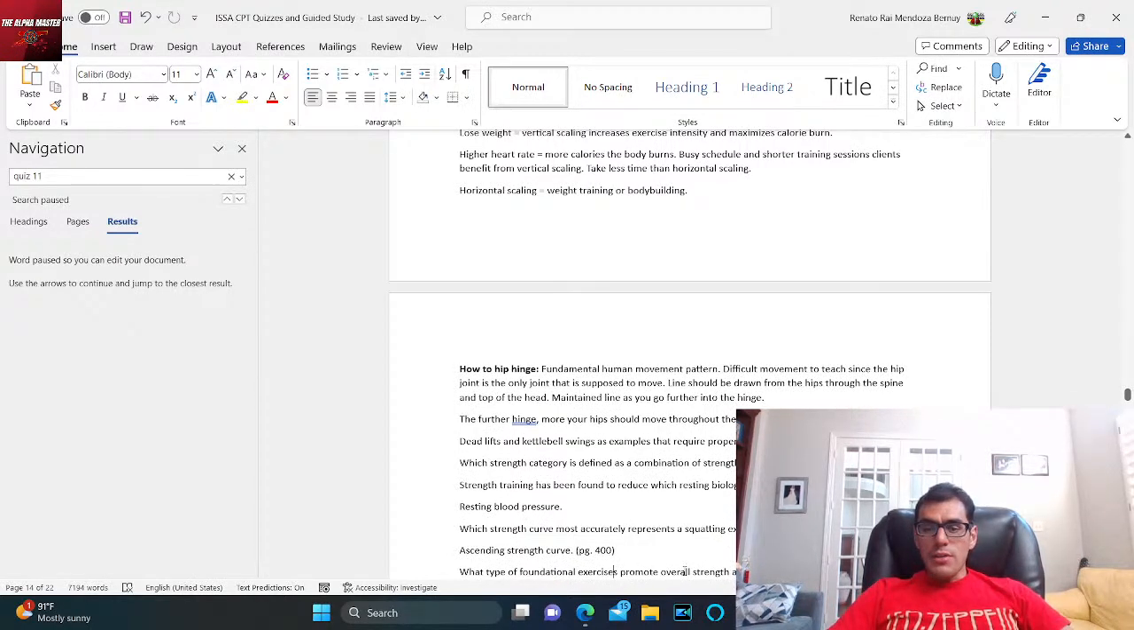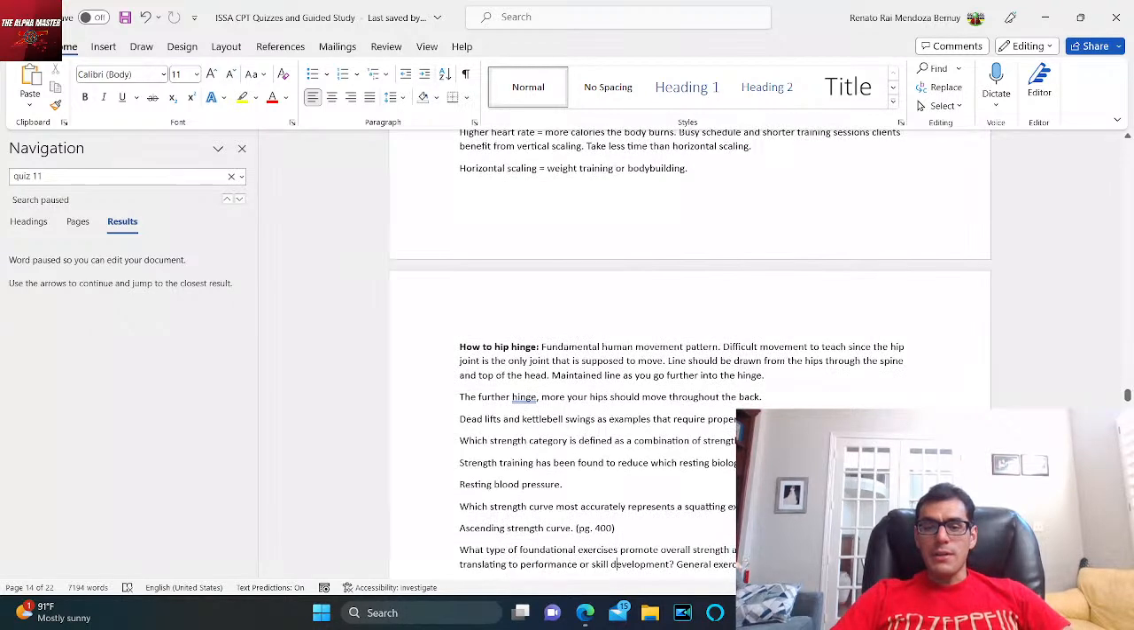What type of foundational exercises promote overall strength adaptations without necessarily translating to performance or skill development? It's going to be general exercises.